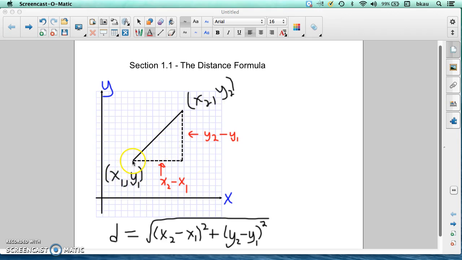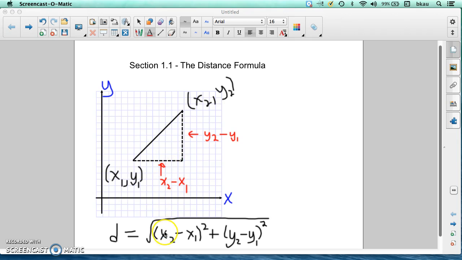This point right here is x1, y1 on the graph, and this point up here is x2, y2. So the distance from here to here is the y distance traveled. So we're going from this y distance, which is y1, up to this y distance, which is y2. So that distance is y2 minus y1. If we travel horizontally, we're starting at x1 here, and traveling to this point, which is x2. So the distance between these 2 points is x2 minus x1.